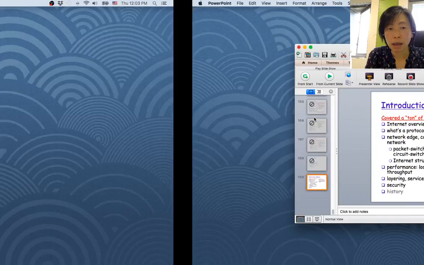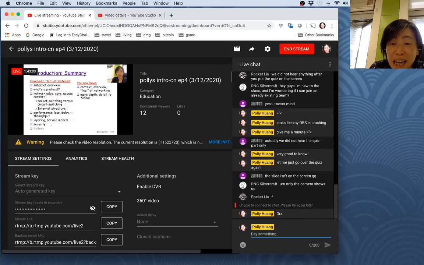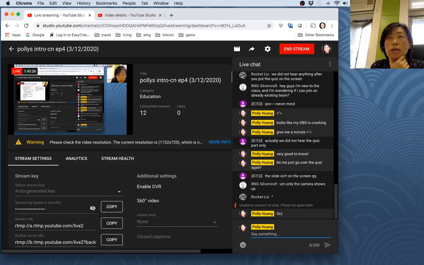And I hope there's less trouble in the second half of the second hour. The slide isn't on the screen, sorry. Only the camera shows up. Sorry. I'll see if I can make it up by providing a short video that takes you through the layered structure. The reference model. Did I use? I think the slides for the loss and throughput part are showing for you. Well, let me know.